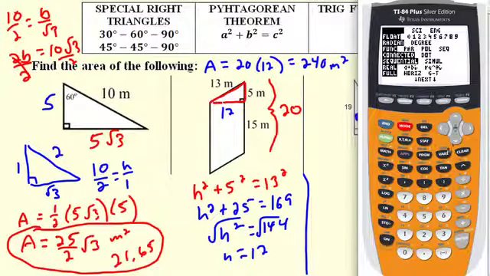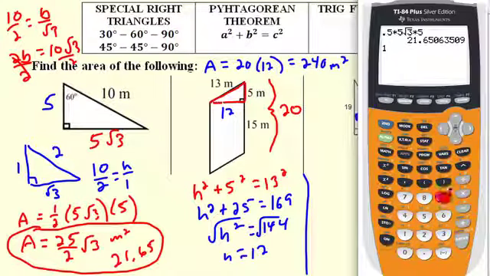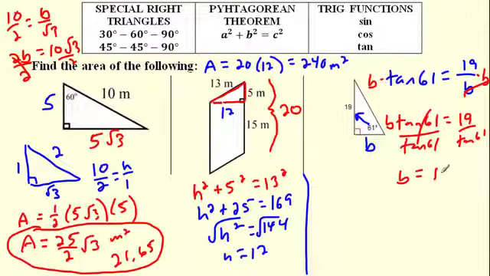Double check your mode. Ooh, I was in the wrong mode. Got to be in degree mode for this to work. So we were looking at, what was that? 19 divided by tangent of 61. Hit enter, and I get 10.53. So again, 2 decimals, please. 10.53.